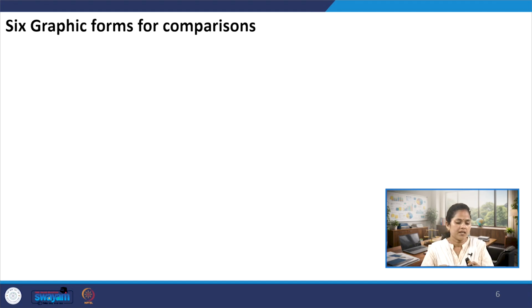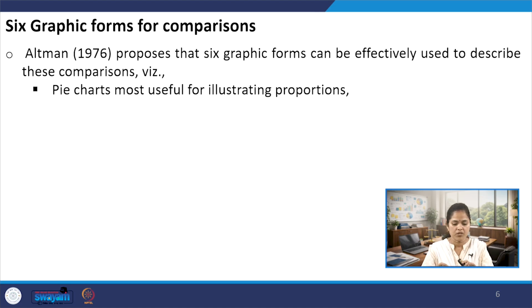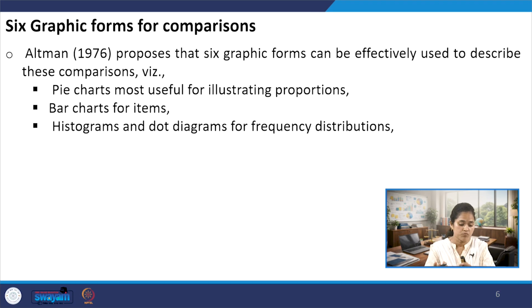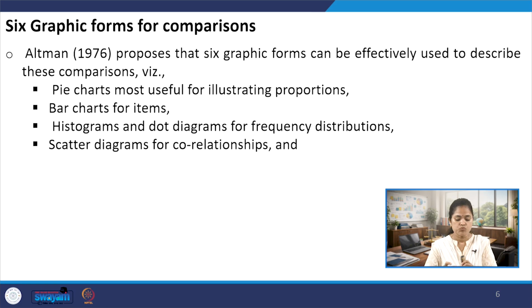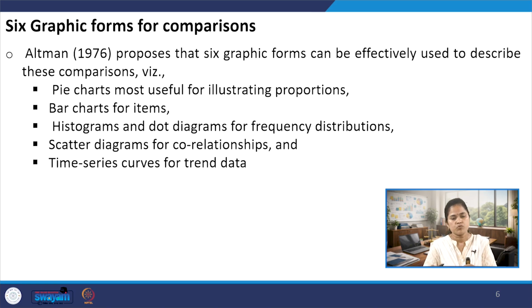Given this understanding, now we can move to the 6 graphic forms for comparison that we have already mentioned, just to summarize. Altman proposes 6 graphic forms that can be very effectively used to describe different forms of comparison among policies or between policies. For example, pie charts are very useful for examining the proportions among different items, bar charts for items, histograms or dot diagrams for frequency distribution, scatter diagrams for correlation analysis, and time series curves for trend analysis.